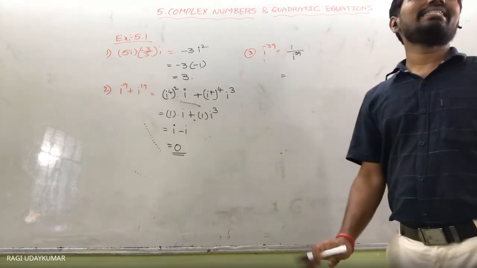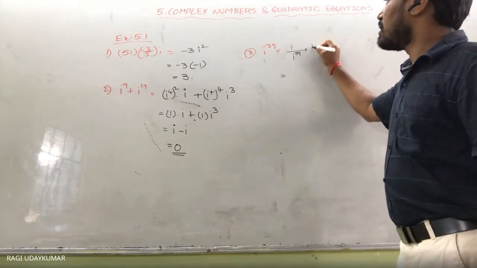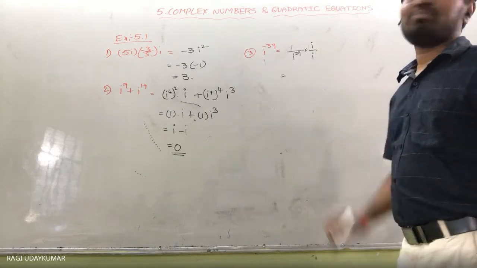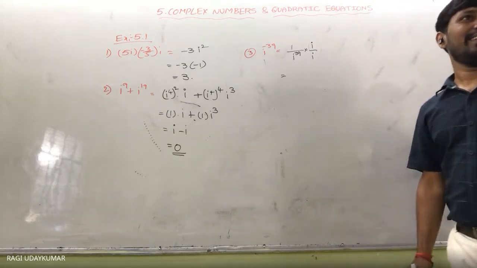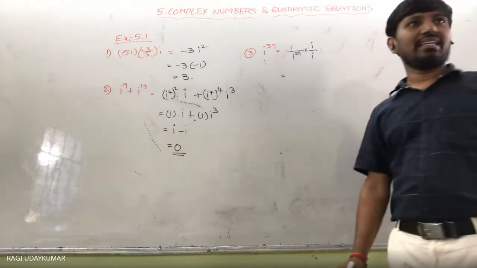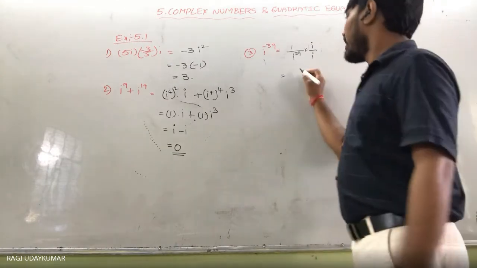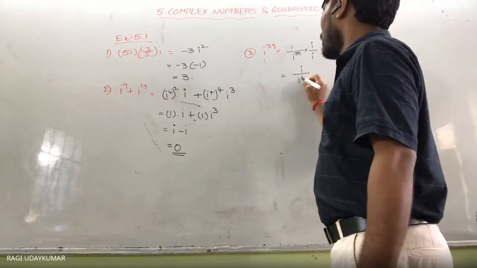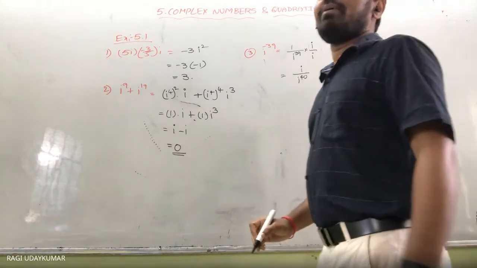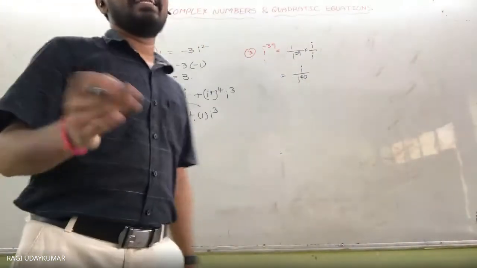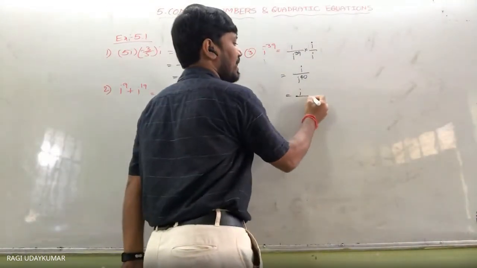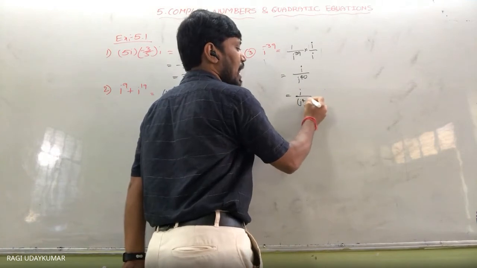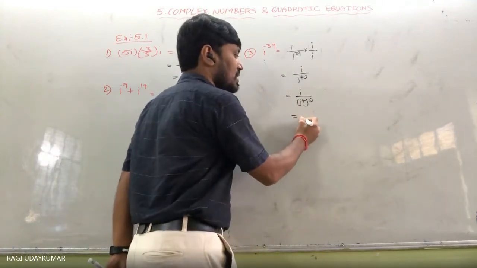To make it very easy, numerator में i multiply करो, denominator में भी i multiply. Can I multiply like this? So what do you get here? i by i power 40 हो जाएगा. i power 40 को i power 4 whole power 10 लिख सकते हैं. i by i power 4 whole power 10. i power 4 value 1. So which is equals to i.